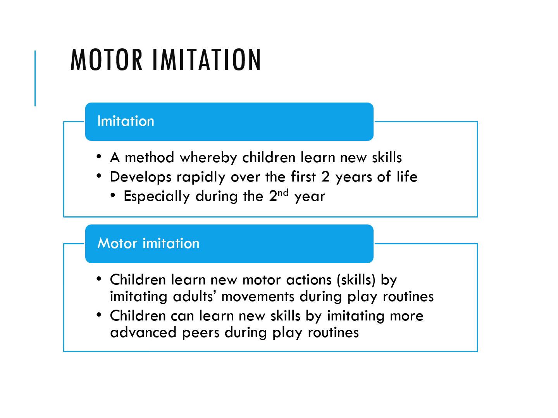Normal development happens rapidly over the first 2 years of life, especially during the second year. And that's how children learn new motor actions: they imitate the adult movements. And so we can utilize joint play to help get the child to imitate movements and get to a more age appropriate level.